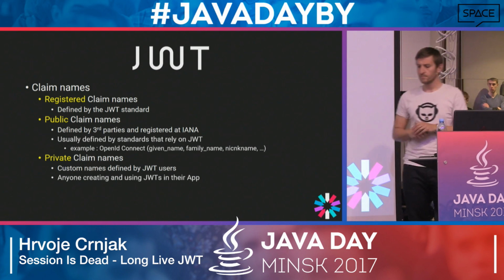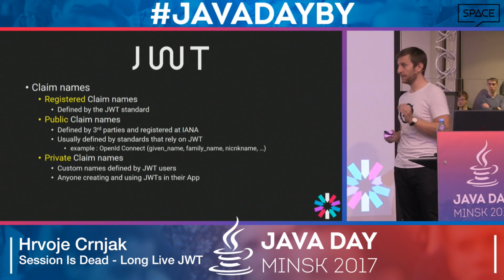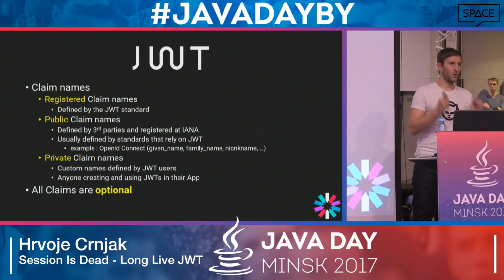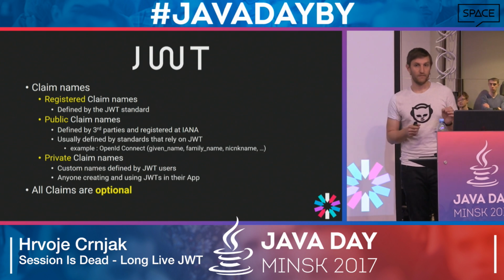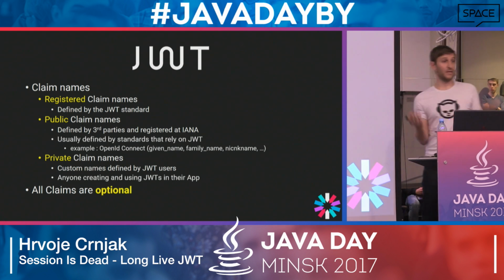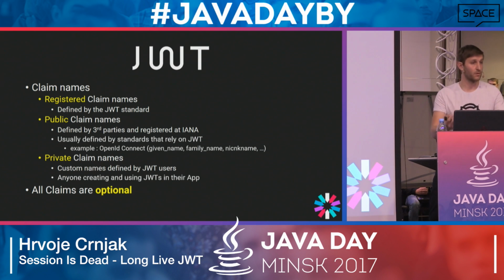And one more important thing to know here is that all claims are optional. What does that mean? Well, that means that you can create a valid JSON Web Token with 0 claims or a valid JSON Web Token with 100 claims. Okay, so nothing is mandatory. You can put basically whatever you want in your JSON Web Token.